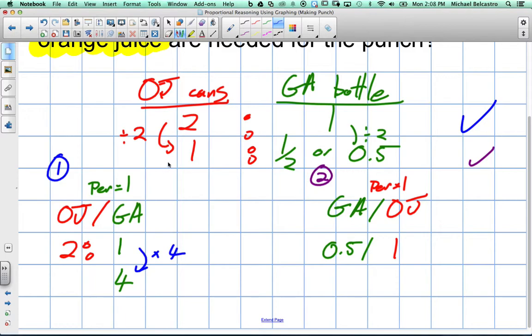But this is very easy. Let's always use whole numbers as we're moving these around. So we'll multiply by 4, which means we need to multiply the other side by 4. So 4 by 2, you can take a calculator out if you like. But it looks like we're going to need 8 cans, because it's cans, of OJ.